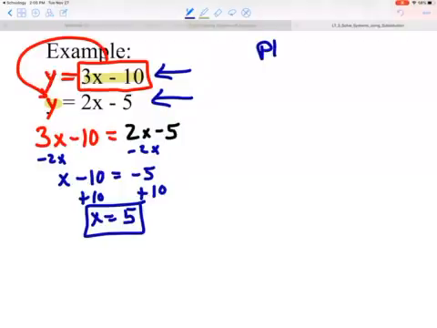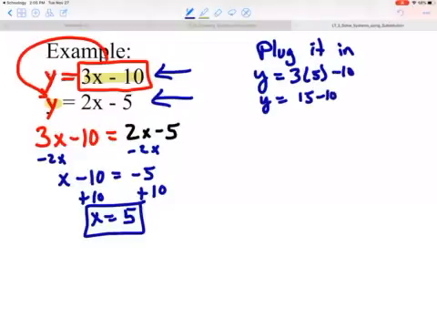So we plug it in, and if I plug it in the first one, I get y equals 3 times 5 minus 10. So y is equal to 15 minus 10, y is also equal to 5. I get that x is equal to 5 and y is equal to 5. Now you can test that out in the second equation as well.